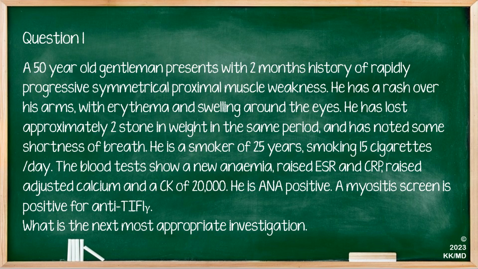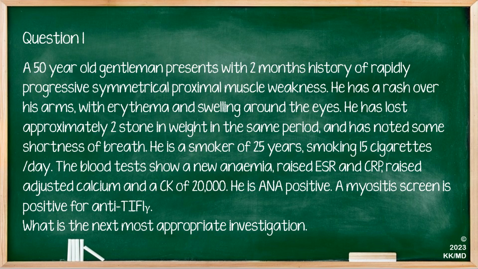So now if we go on to some questions. Question 1. A 50-year-old gentleman presents with 2-month history of rapidly progressive symmetrical proximal muscle weakness. He has a rash over his arms with erythema and swelling around the eyes. He has lost approximately 2 stone in weight in the same period and has noticed some shortness of breath. He is a smoker of 25 years, smoking 15 cigarettes per day.